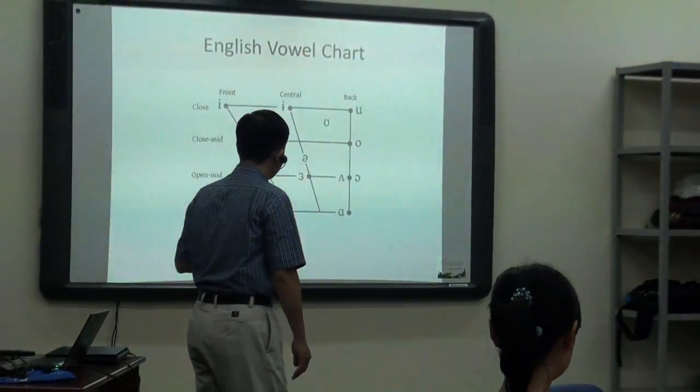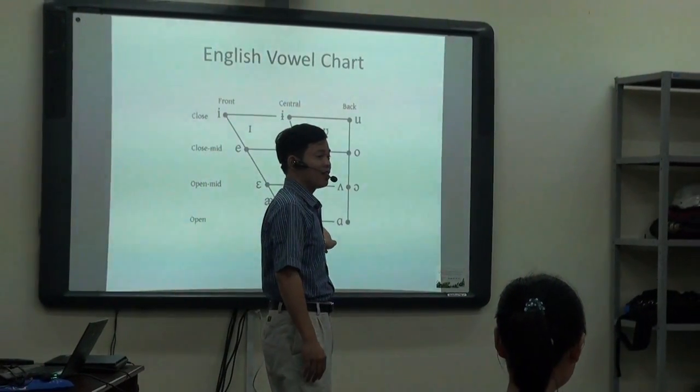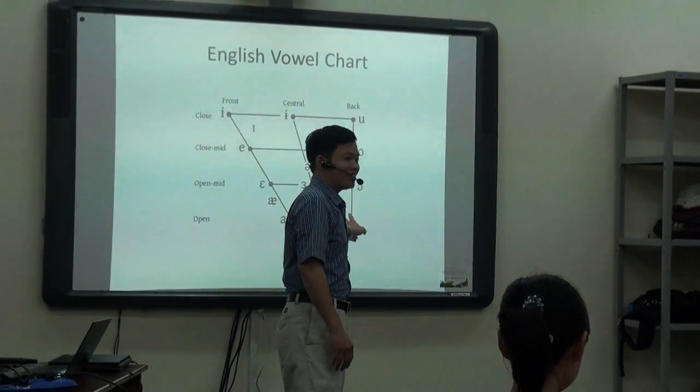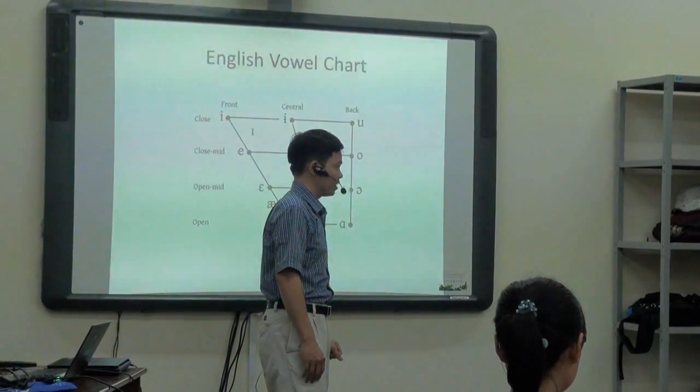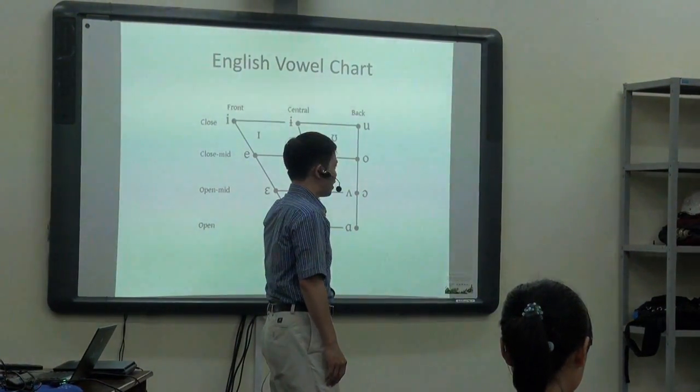So the important thing is the shape of the vowel chart and the sounds at the corners of the chart, and very soon we will look at the number of vowels.